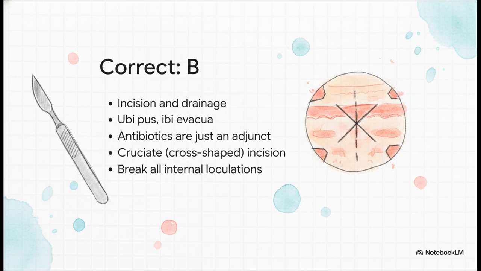The fundamental surgical axiom applies here. Ubi pus, ibi evacua. Where there's pus, evacuate it. The cruciate technique is often used, utilizing a wide, cross-shaped skin incision directly over the fluctuant core, and actually excising those corners to prevent any premature closure of the wound.